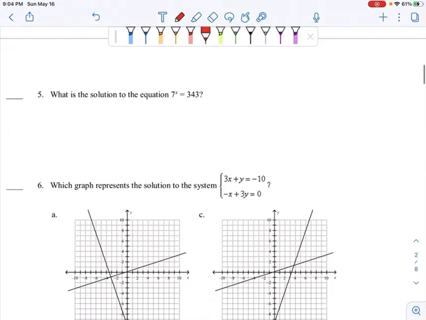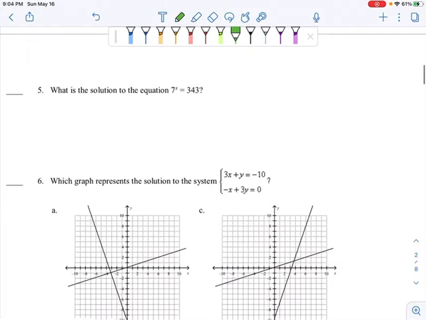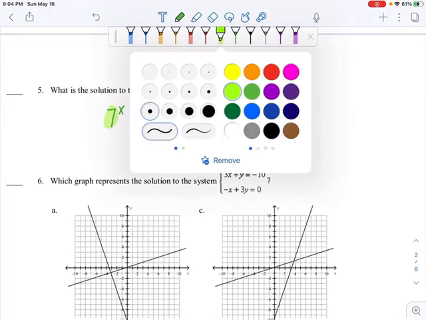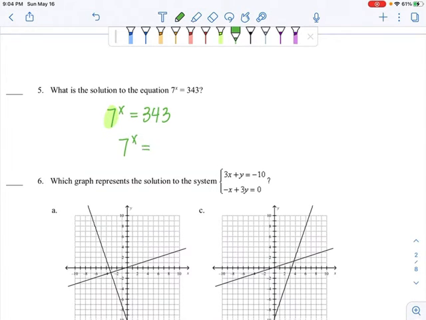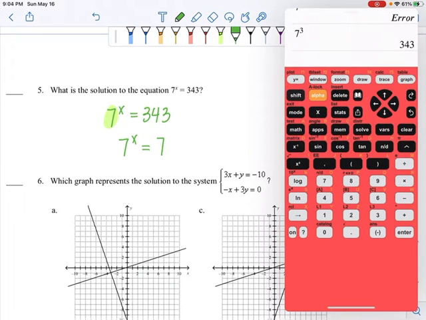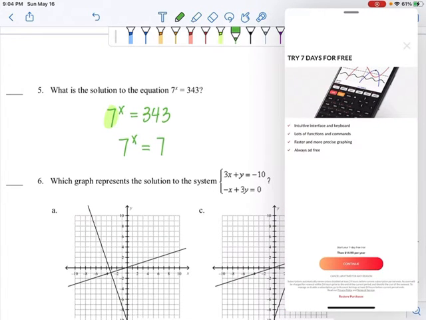For 5, what is the solution to the equation 7 to the x equals 343? So we just have to think about 7 to the x equals 343. We have to think about, okay, 7 to the what power is going to give me 343? So what we can do, we can go ahead, take our base, okay, 7 to the x equals, and then we find the same base, but 7 to the what power is going to give me 343. So then I can pull out my calculator here, okay, and you can kind of just play around with this.